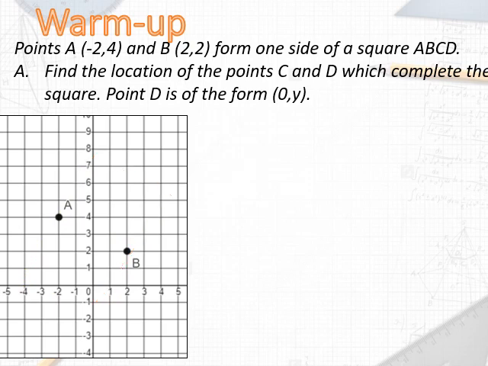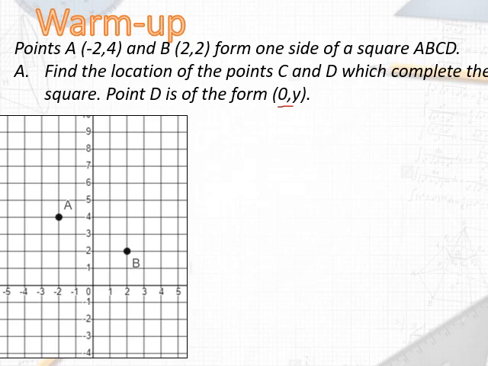The thing we're told is that the point D is of the form (0, y). So that means D is going to have an x-coordinate of 0, which means it's going to be on the y-axis. Because remember, x-coordinate of 0 means we're moving right or left 0 units. So it's going to be on that vertical y-axis. If that is the case, it wouldn't be possible for D to be down here somewhere, because A is going to connect to D. So that means we must be going up and to the right. So our square is going to be above AB.